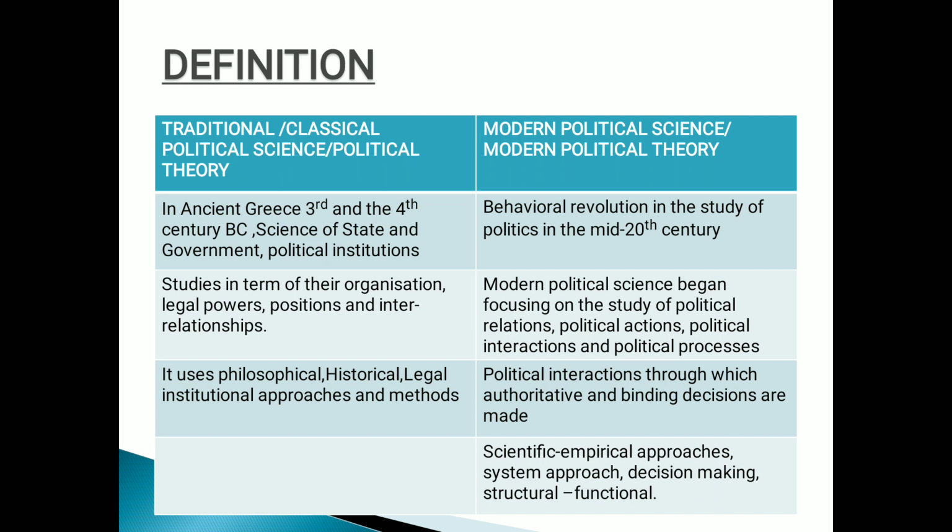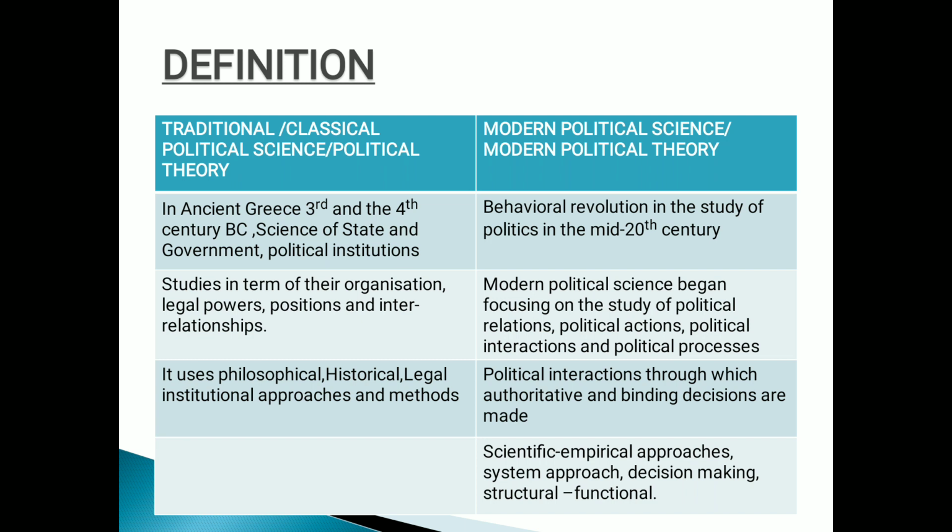Right, now let's come on to traditional classical political science or political theory. Don't get confused, it is one thing, right? It's being called by different terms: traditional classical political science or traditional classical political theory. One and the same thing. Now what is it? In its traditional form, it has been present since very ancient times, during ancient Greece. In which century? In the 3rd and the 4th century BC, political science continued to be defined.